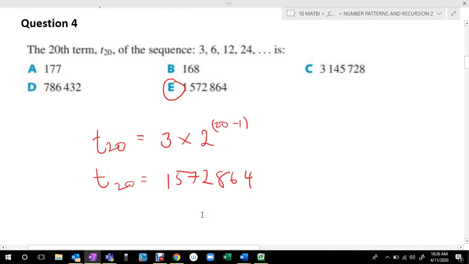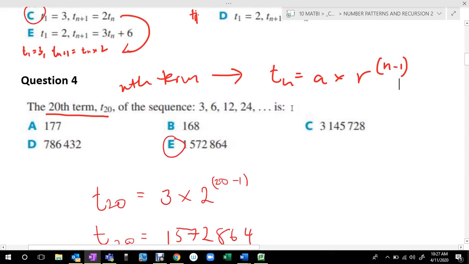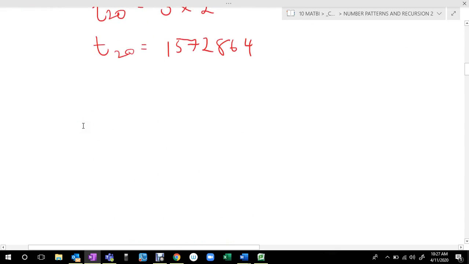Okay, question 4, the 20th number of this sequence. So if it's a very high term like this, remember, use your nth term rule. Now if you forgot, can anyone tell me what is the nth term rule for a geometric? Say it, what's the nth term rule? It's Tn equals A times R to the power of n minus 1. Okay, that's the nth term rule. Use that for any high value term that we're looking for.